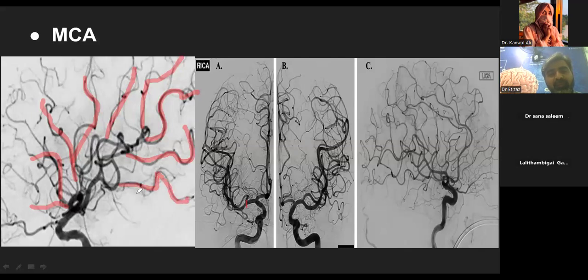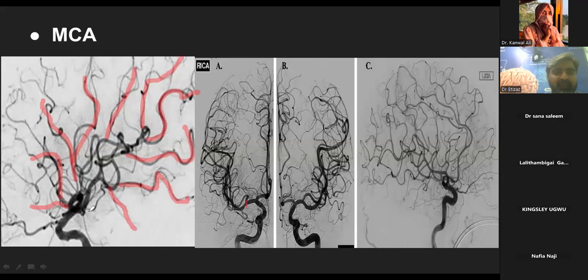Assalamu alaikum, sir. Can I try? Yes, please. Sir, medial and lateral lenticulostriate arteries and lateral orbitofrontal artery, anterior temporal, posterior temporal artery, precentral, central, and anterior parietal, posterior parietal arteries, and angular arteries, sir.